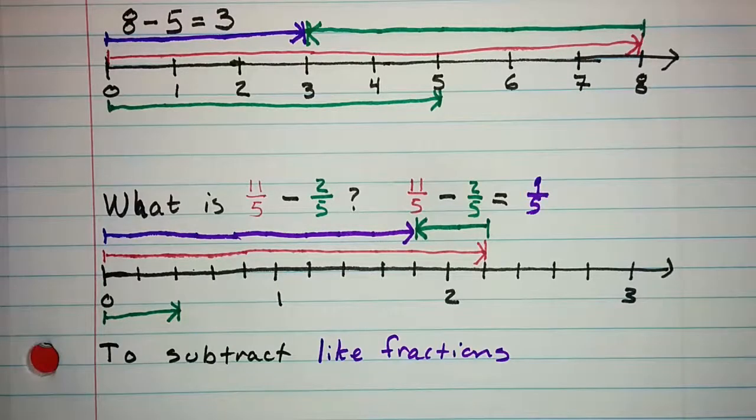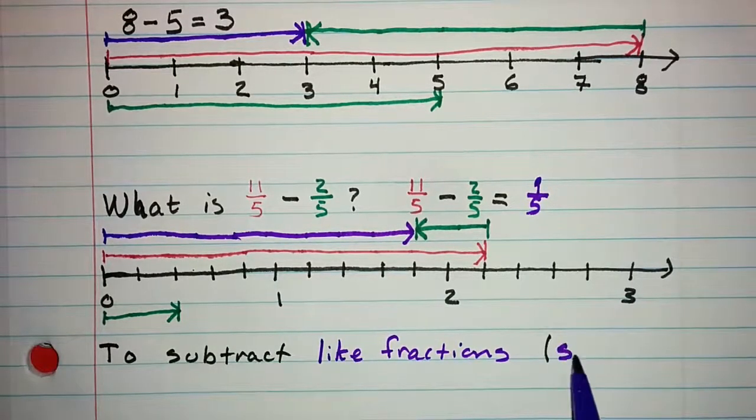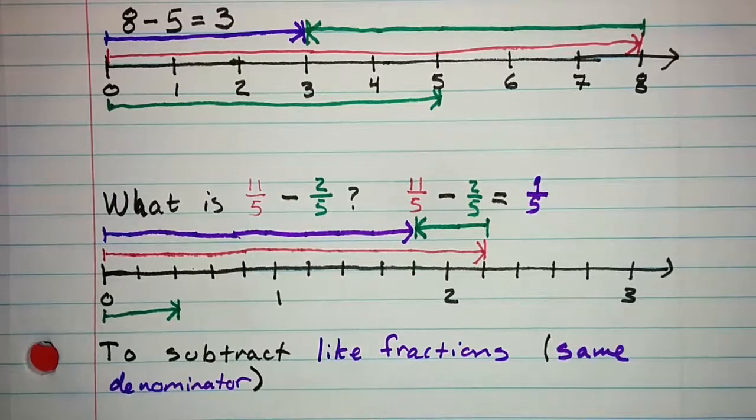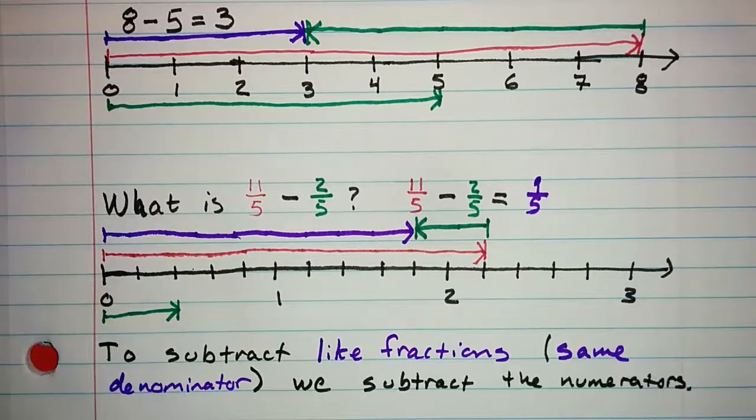What do we mean by like fractions? That means they have the same denominator. Each unit is cut into the same number of little pieces. They're the same kind of fraction. To subtract like fractions, we just subtract the numerators.